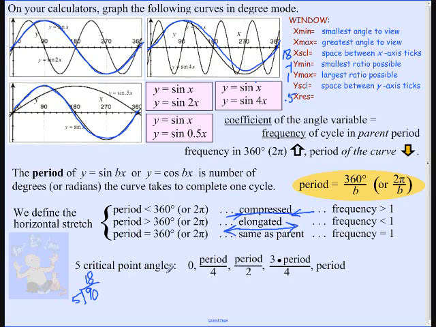The 5 critical points are at 0 degrees, at the end of the period, midway, a quarter of the way, and 3/4 of the way. That hasn't changed. Those are the critical point angles.